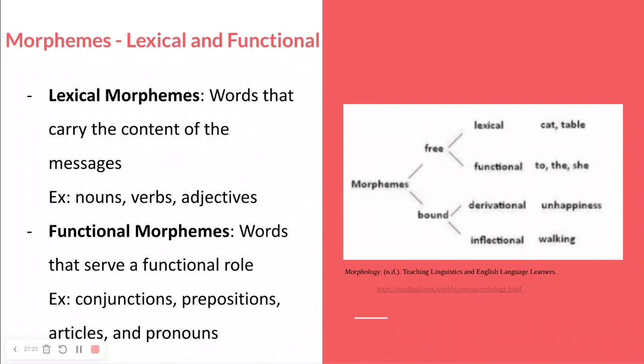On the other hand, functional morphemes such as conjunctions, prepositions, articles, and pronouns are a closed class of words in the language, consisting mainly of words like and, but, when, because, on, and in. These morphemes are rarely added to the language.